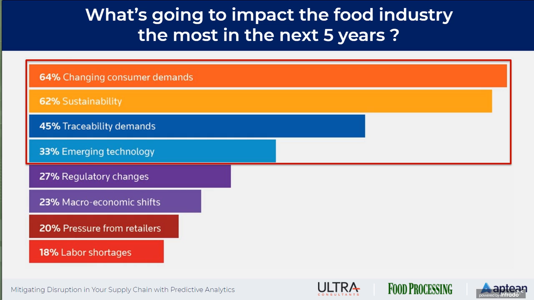And so, the food industry executives said, yes, this is going to be one of the key things that are going to impact us in the next 5 years, along with sustainability. And when I first started hearing sustainability a few years ago, I used to think that dealt more with the farming side of the business. But as I've learned more about it, it's not just the farming side of the business, it's the full supply chain of food and beverage.